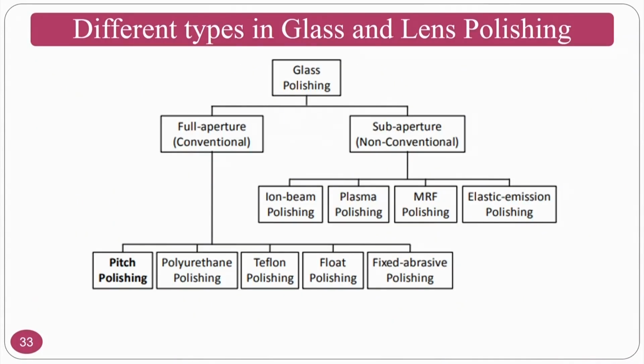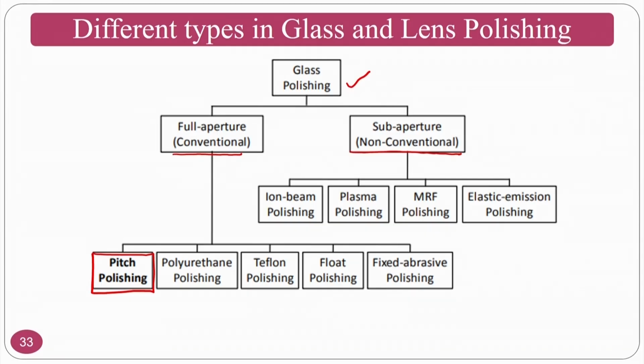Different types of glasses and lens polishing. If you see the glass polishing techniques, there are full aperture, that is conventional methods, and sub aperture, non-conventional methods. In the conventional methods, pitch polishing is one of the techniques that is commonly used. Then there is polyurethane, Teflon polishing, float polishing, fixed abrasive polishing. These are the techniques used in a conventional way. In a non-conventional way, ion beam polishing, plasma polishing, MRF polishing, elastic emission polishing will be used. So there are two varieties, conventional and non-conventional.